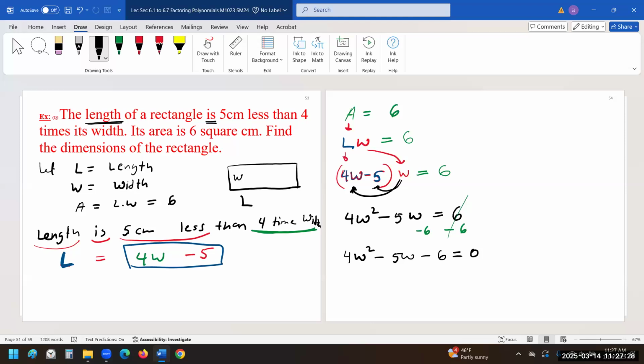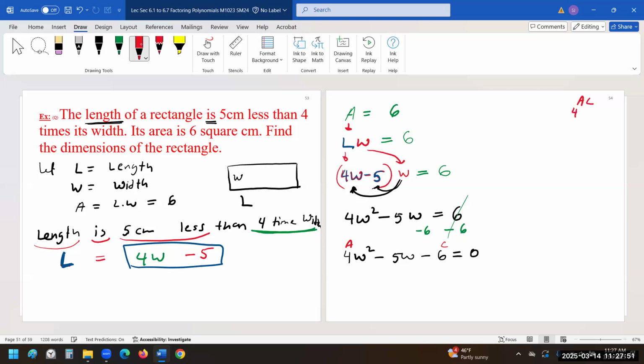So what happens next? Factor. So which factor do you have to use? Direct factor or AC method? AC method, because we do have an A this time. Anytime you have an A that is visible, you have to use the AC method. So let's do the AC method here.